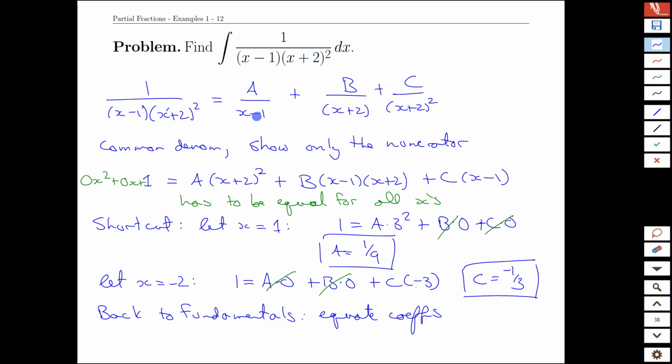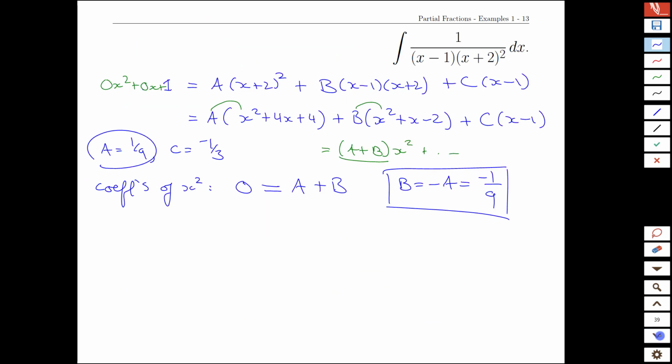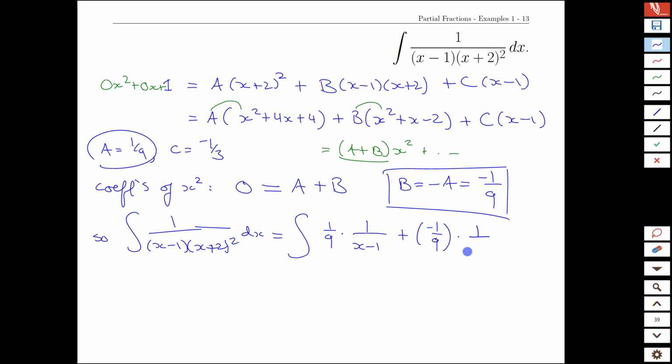But here we have a over x minus 1, b over x plus 2. So our integral of 1 over x minus 1 times x plus 2 all squared has to equal the integral of a, 1/9, over the x minus 1 factor. And then we had the negative 1/9 times the 1 over x plus 2 linear factor. Then last but not least, we had c, which was negative 1/3, times the x plus 2 in the denominator squared, and all of that with respect to x.